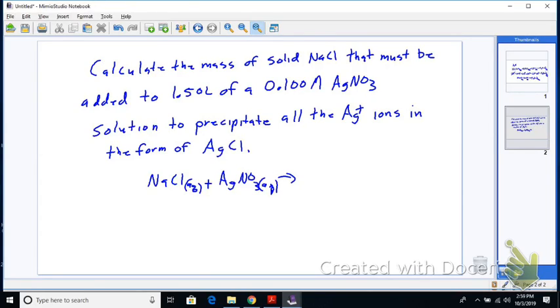So just go ahead and write the formula equation, which is without charges, and then go ahead and write the complete ionic. That's showing all the charges of everything except for the solid that's being formed. And then go ahead and write the net ionic, which is taking out the spectator ions. So when Ag and Cl get together, that's the solid. When Na gets with NO3, that's aqueous.